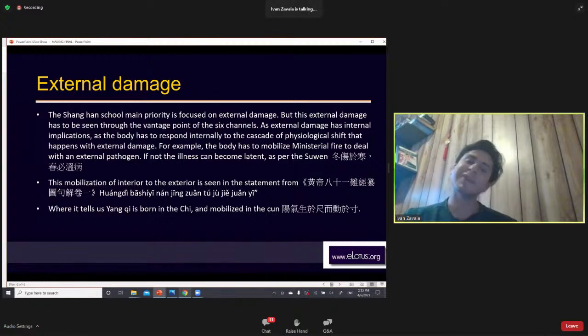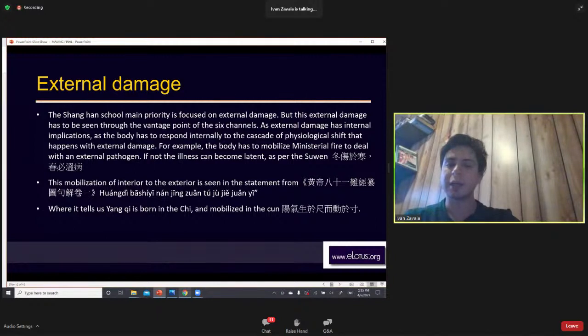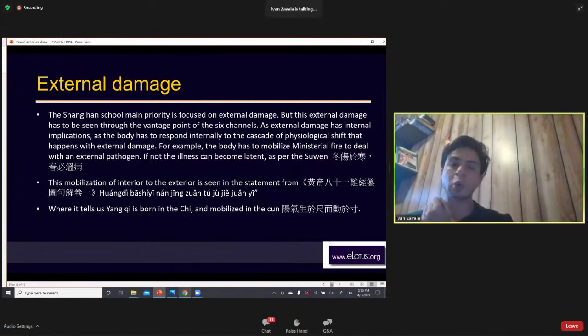This mobilization of interior to the exterior is seen in the statement from this text, Huangdi Bashi Yi Nanjing, where it tells us yang qi is born in the chi and mobilized in the chun, right? So yang qi is born in the chi and mobilized in the chun. That means that you see the root of yang qi manifest in the kidney, but you see its expression in heaven, which the chun represents, right? You see its expression in the heart, right? So ultimately, you need to look at both.